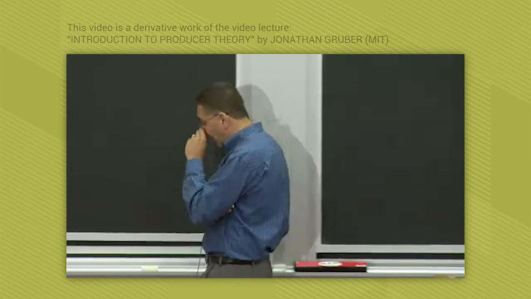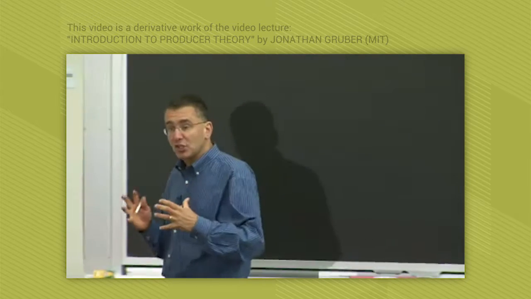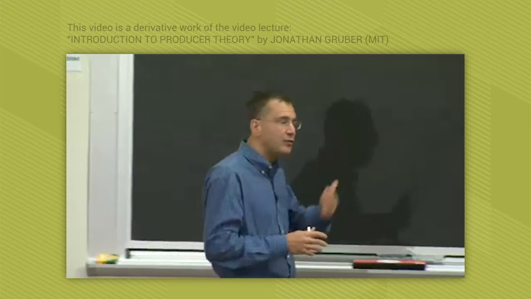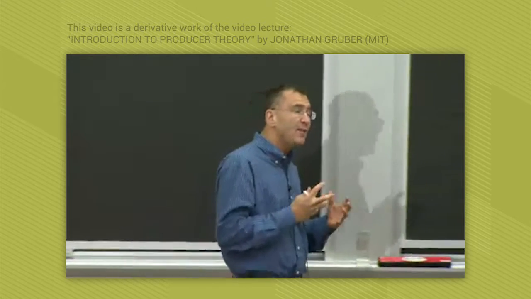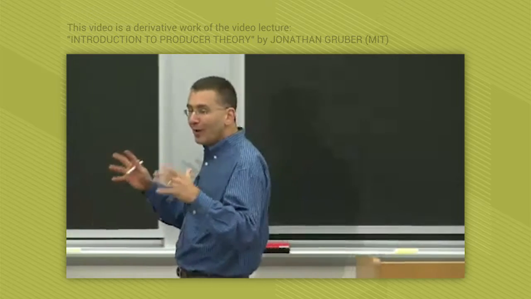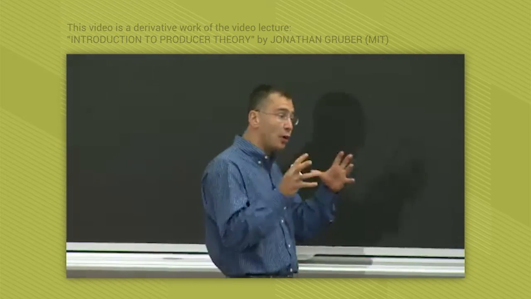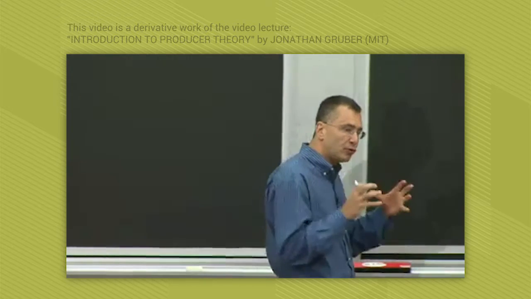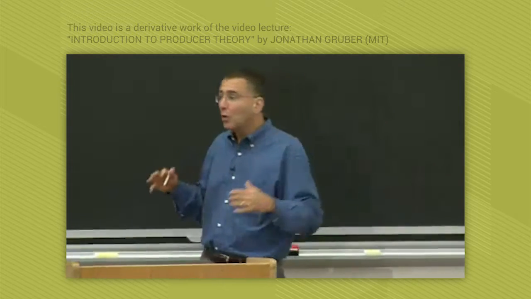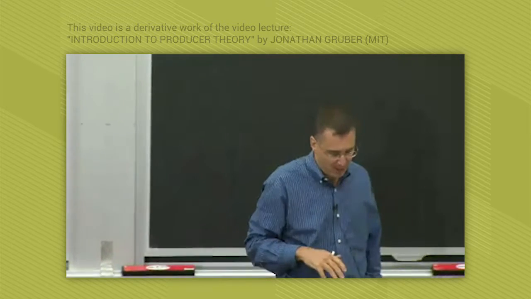Now, let's go to the basics. Just as we thought of a consumer as somebody choosing across a bundle of goods, pizza versus movies, now we're going to think of a producer very simply as a black box where inputs go in and outputs come out. Literally think of a flow chart: you've got inputs that go in and outputs that come out.